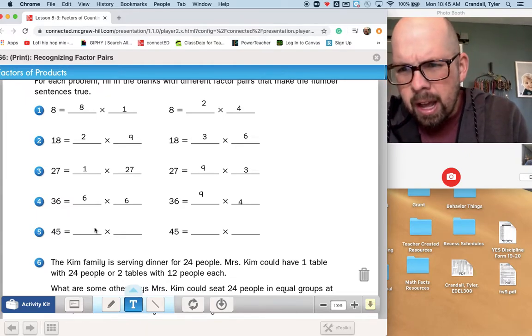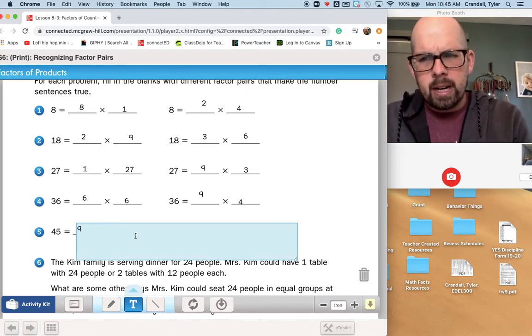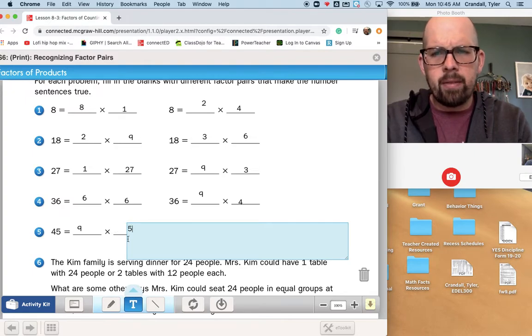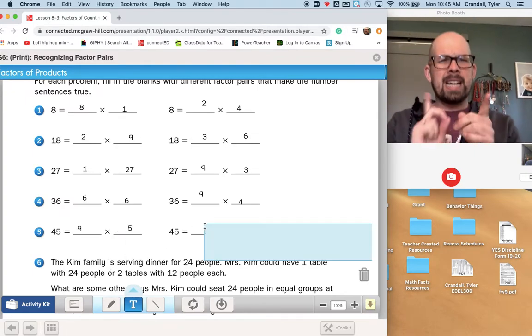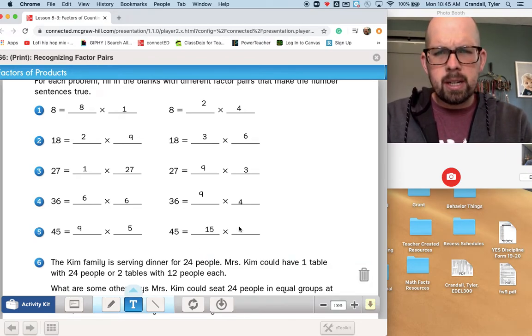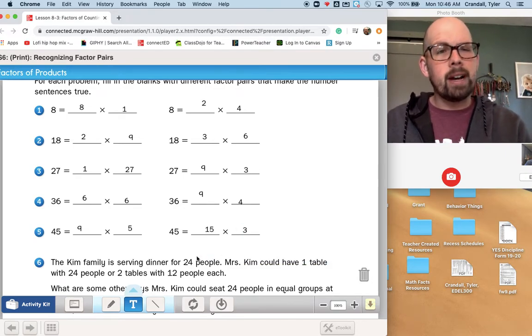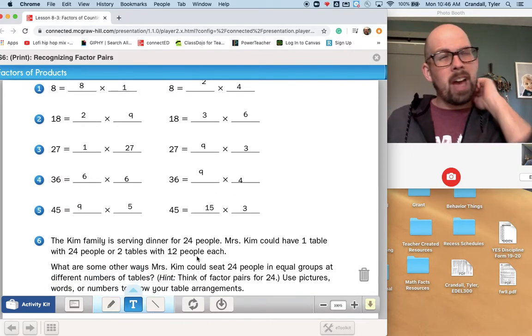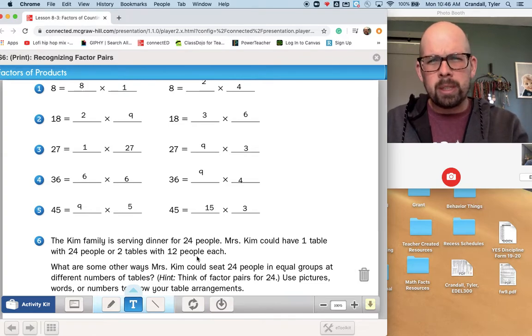Ooh, 45. Oh, I know that 9 times 5 equals 45. And then I also know about like time, like 15 minute jumps. I know that 15 minutes times 3 times would be 45 minutes. So there's other factor pairs that would work too. Those are just the ones that I wanted to do.